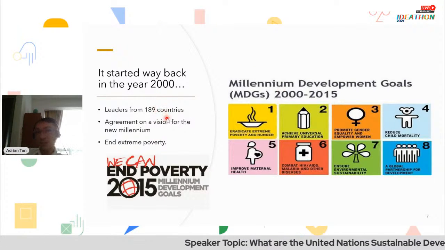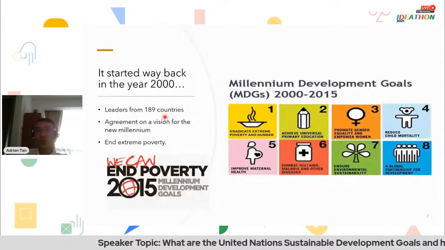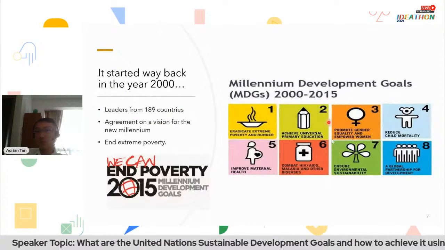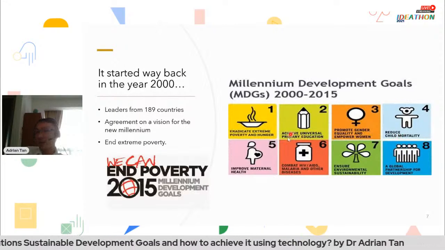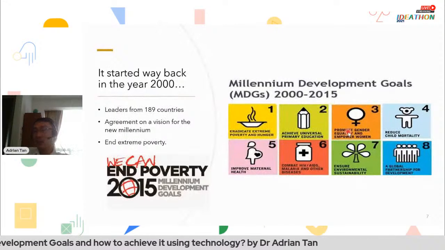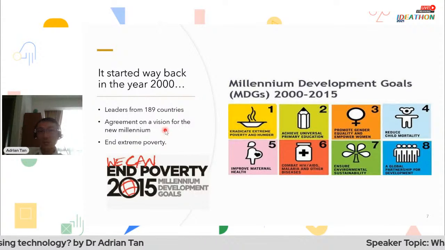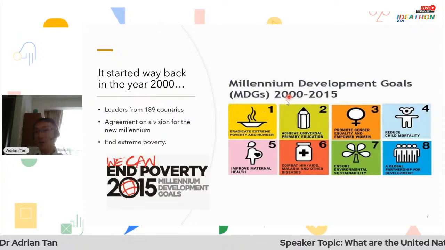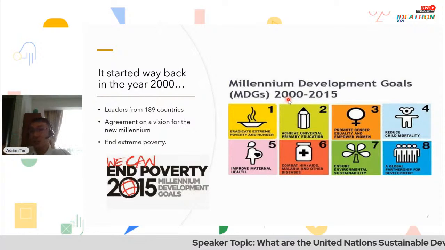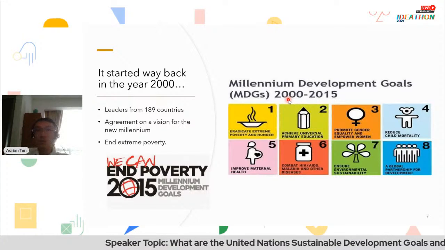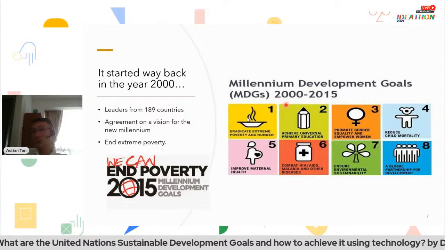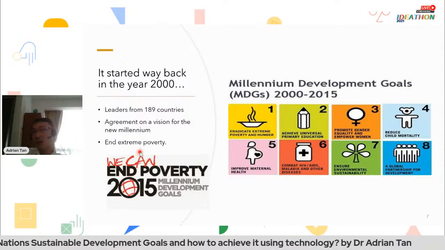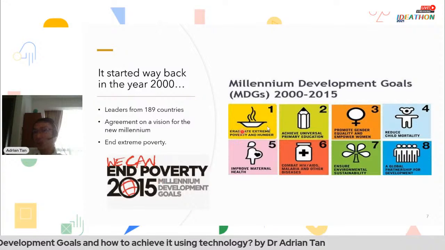So in the year 2000, leaders from 189 countries who were members of the United Nations agreed to the Millennium Development Goals. There were only 8. Look at that. You might find that some of these 8 goals are quite similar to the 17 goals, but of course, there were improvements. They agreed to a vision for the new millennium. It was year 2000, so they felt that with the new millennium, they needed to do something for social good. And the main thrust of the Millennium Development Goals was to end extreme poverty by 2015.